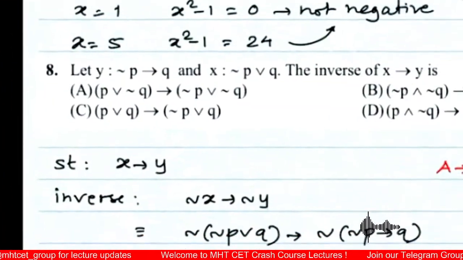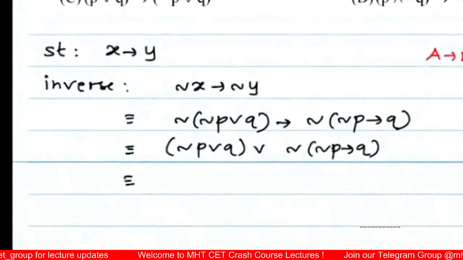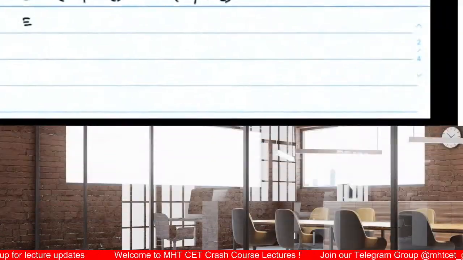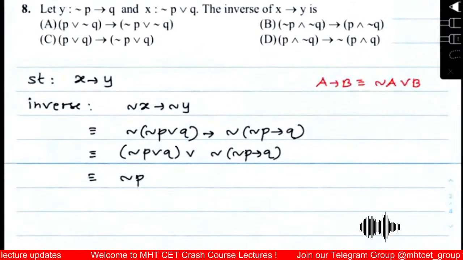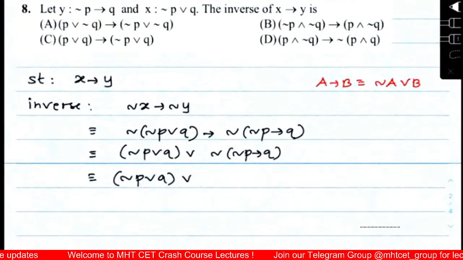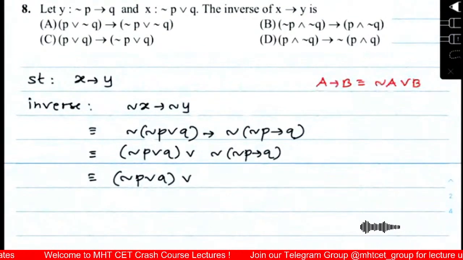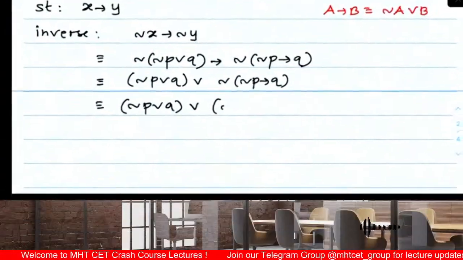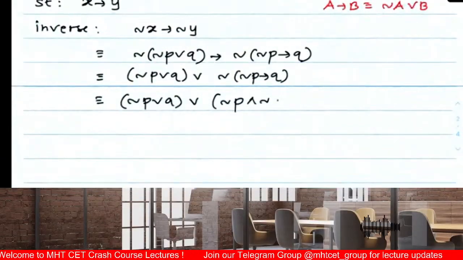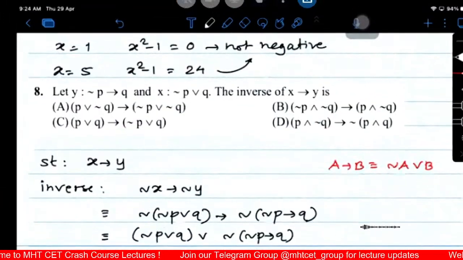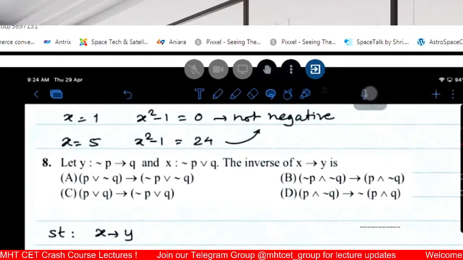तो इसको सिंप्लीफाई करोगे तो फर्स्ट वन विल बी negation of p or q, or this negation of p implies q is p and not q, right? So this is not p and not q. Reason for this, इसको इधर लिखता हूँ.